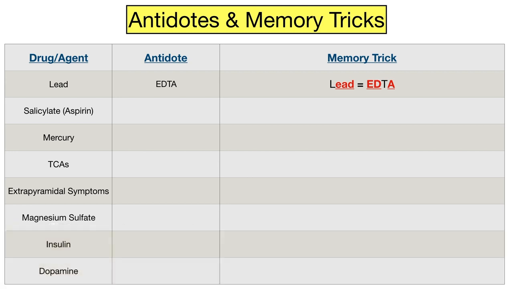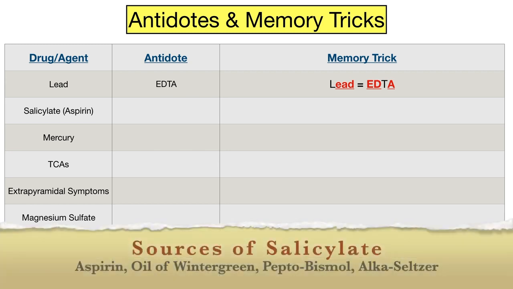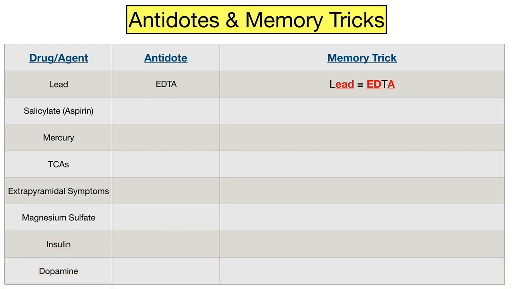Next, we have salicylate toxicity. Sources of salicylate include aspirin, oil of wintergreen, Pepto-Bismol, and Alka-Seltzer, to name a few. Hit pause in the video and try to list the treatment for salicylate toxicity. Management includes sodium bicarbonate, activated charcoal, and dialysis.